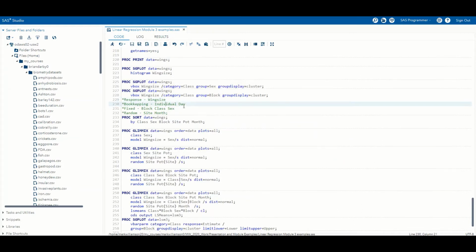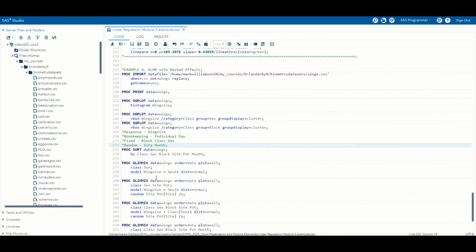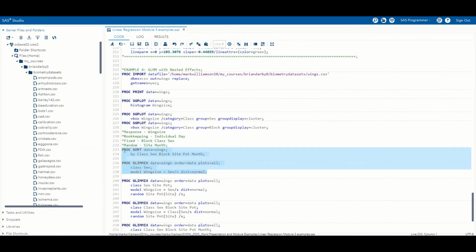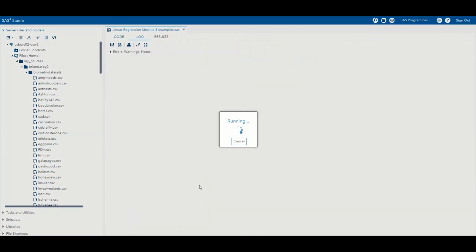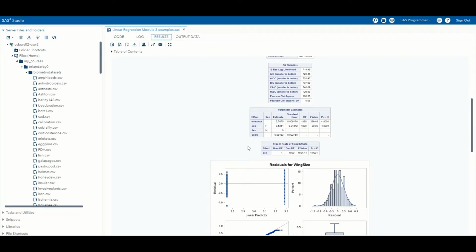We really don't want to use individual a day. Possible fixed effects are block, class, and sex, and possible random effects are site and month. So we're going to build this up as we go. Let's start with a very simple model, wing size as different across sex, just with a normal distribution. Let's take a look here.